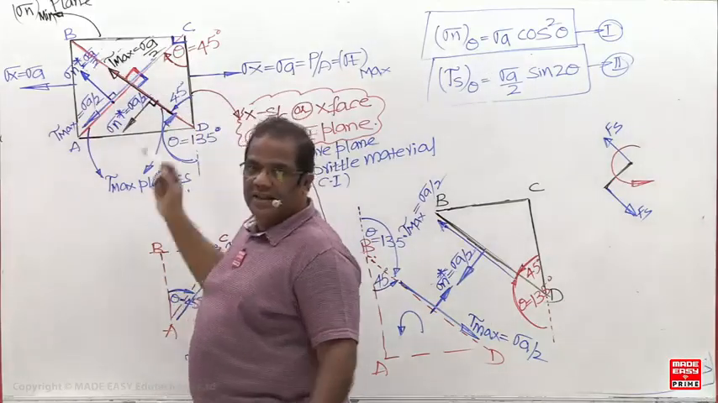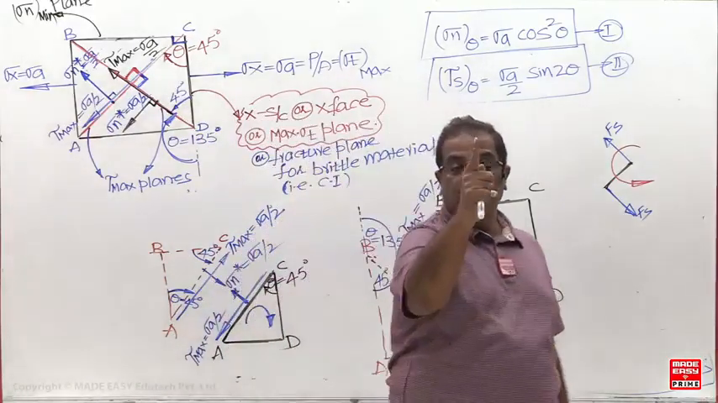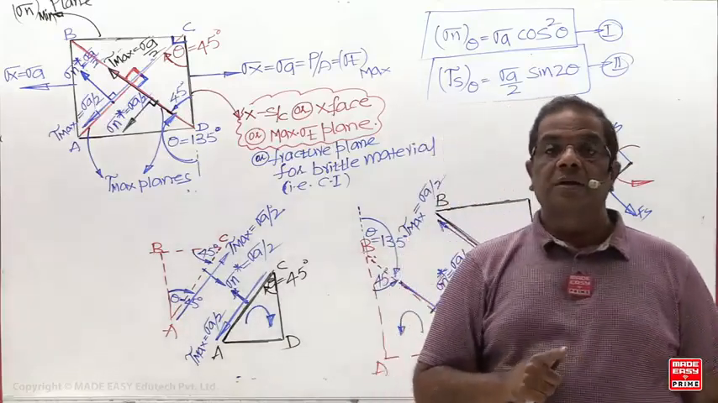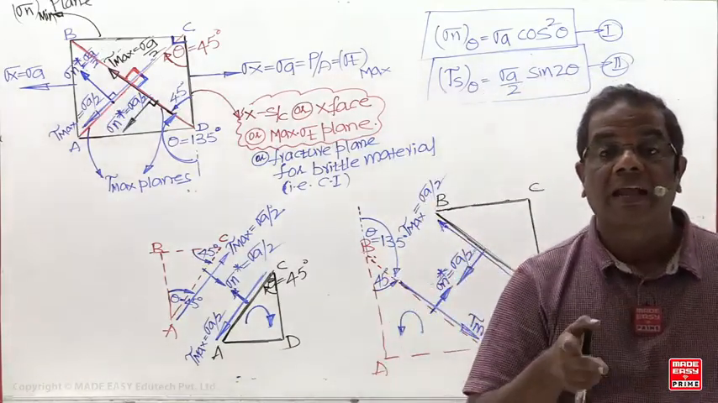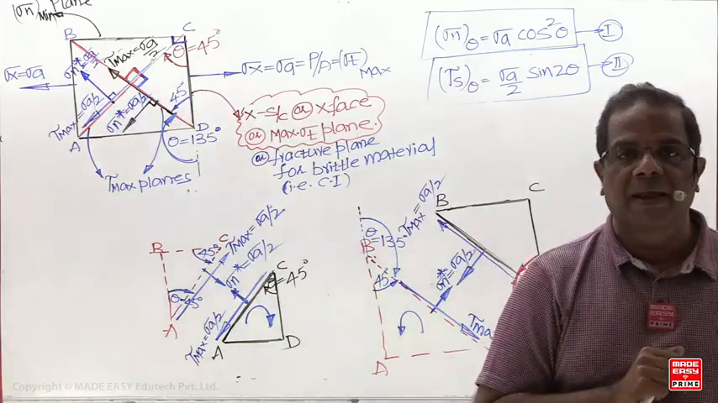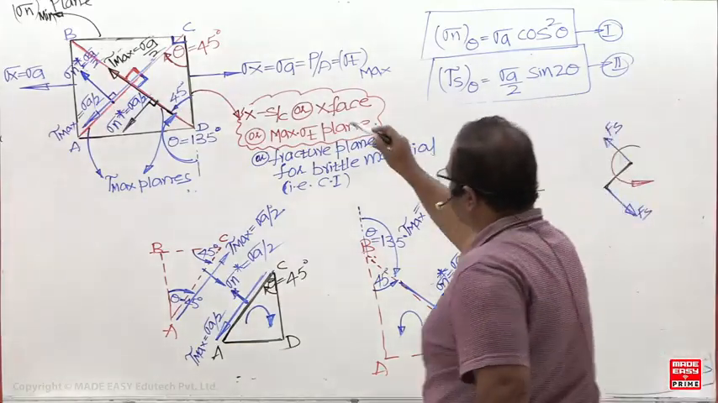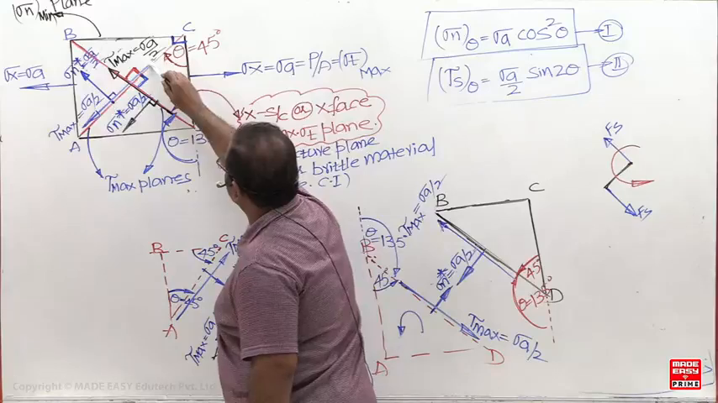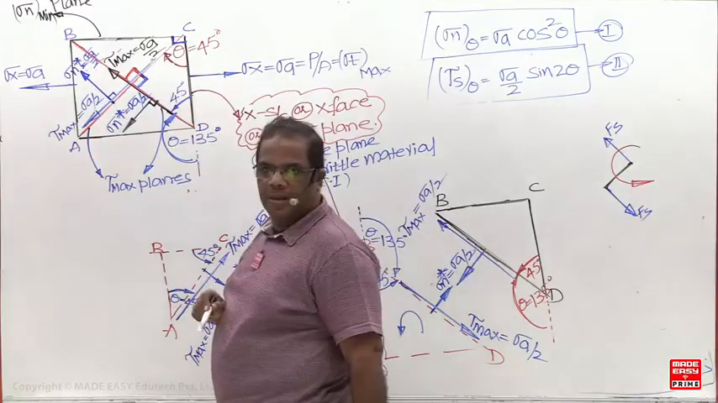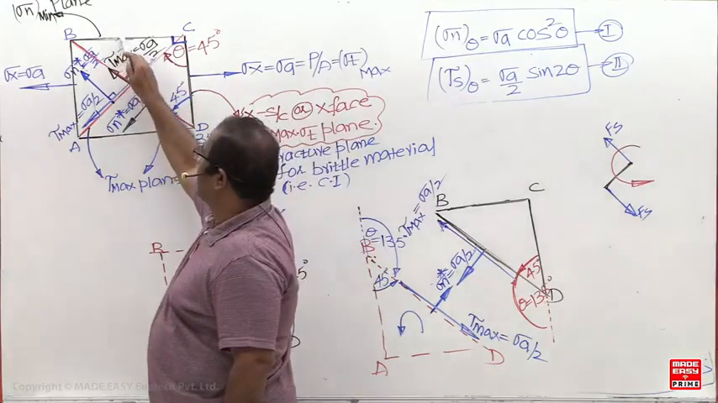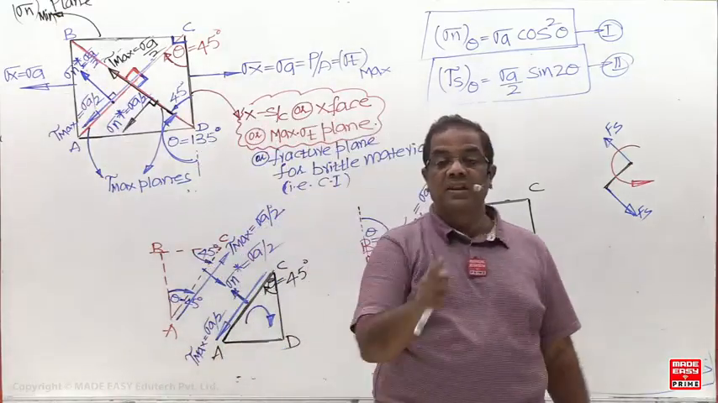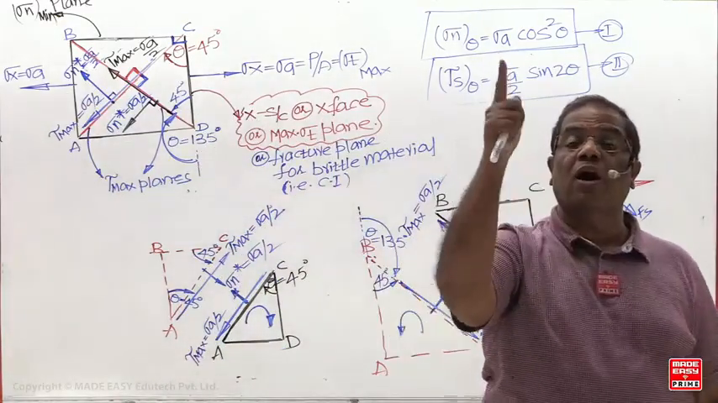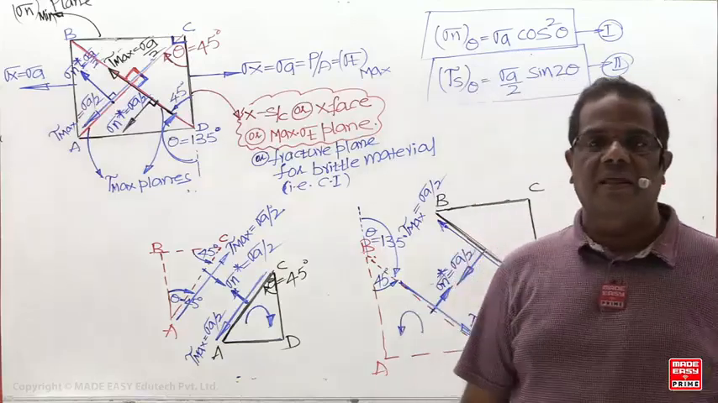What is the angle? 90 degrees. So principal planes are mutually perpendicular. Tau max planes are mutually perpendicular. But what is the angle between a principal plane and a tau max plane? This is one principal plane, this is the tau max plane. What is the angle between these? 45. This is another principal plane, this is the tau max plane. What is the angle? 45. Means principal plane and tau max planes are always inclined at 45 degrees.